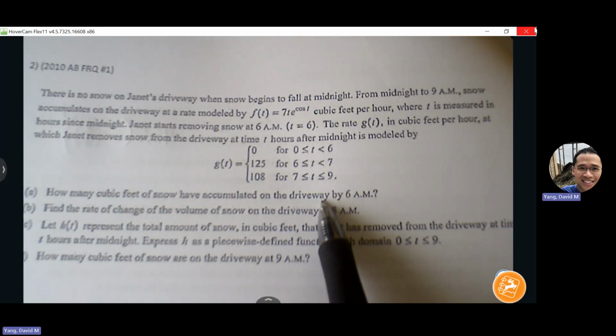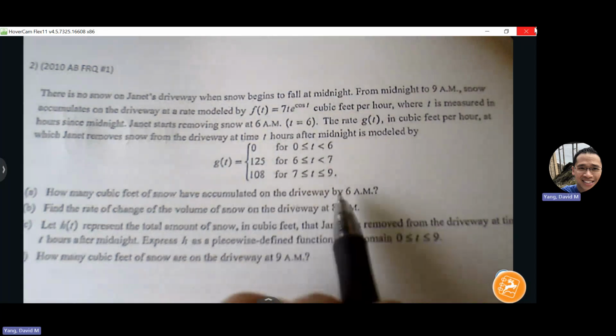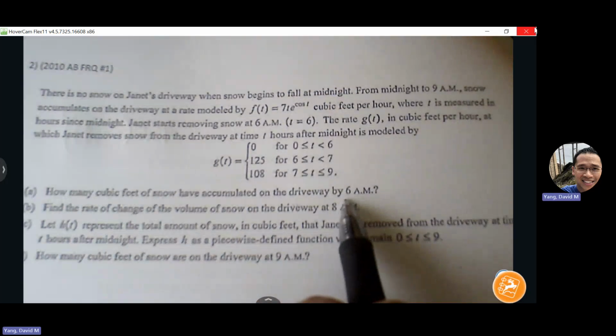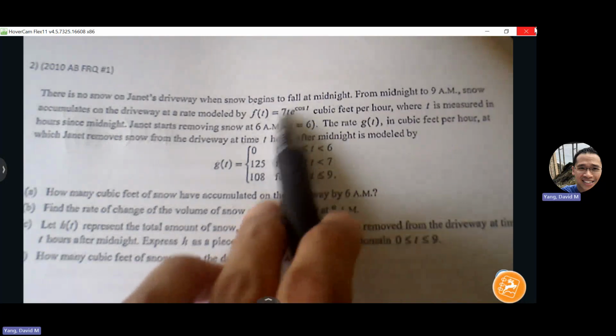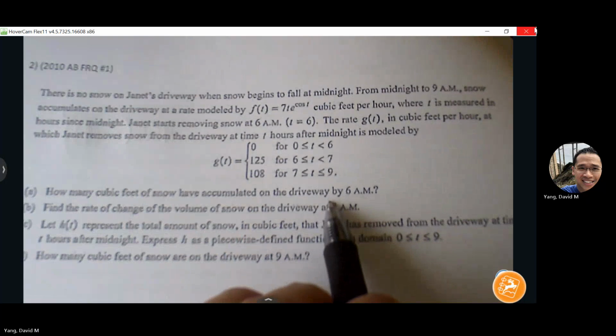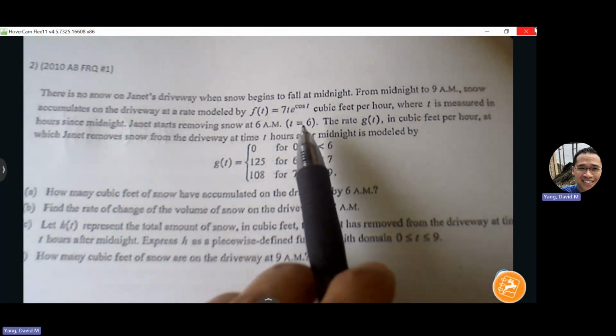Which information? Just F of T, right? We don't need G of T, because G of T is removing the snow. We just want to know how much snow has been accumulated. So can we just plug 6 in for T, or how do we find the accumulation of snow by 6 a.m.?